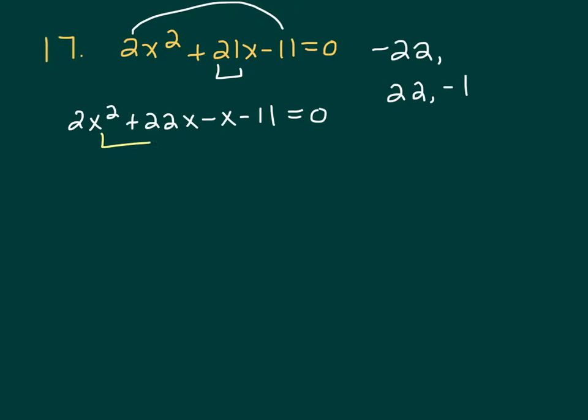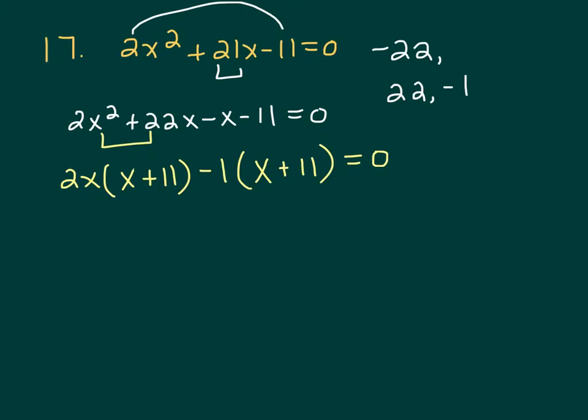Group. I'm going to group these first two. 2x is common, so then it would be x plus 11. And then here, since this guy is negative, pull out a negative 1, and this would become positive x plus 11, because we distribute this negative, which will make that back into a negative 11. Equal to 0. Now what's common between this whole thing and this whole thing is the binomial x plus 11, and that is multiplied both by 2x and by negative 1. So 2x and negative 1.